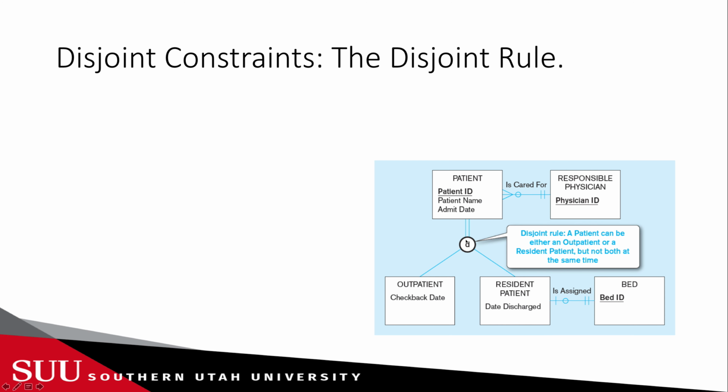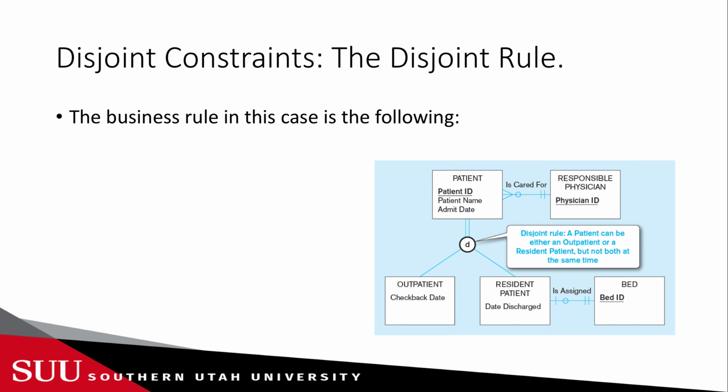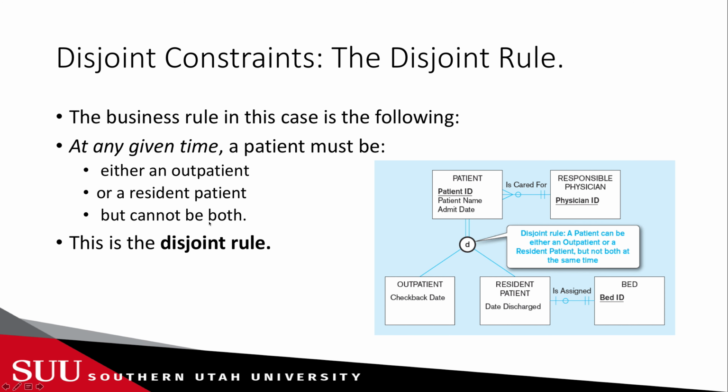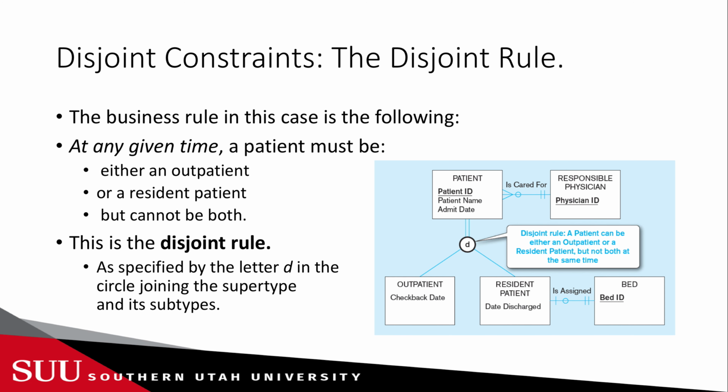When I have the disjoint here, it tells me a patient can either be an outpatient or a resident patient, but cannot be both types of patients at the same time. So the business rule is going to be the following. At any given time, a patient must be either an outpatient or a resident patient, but cannot be both. Where do we see that it cannot be both? By the letter D right here. So this means it cannot be both at the same time. And again, this is the disjoint rule, which is specified by the letter D in the circle right here.